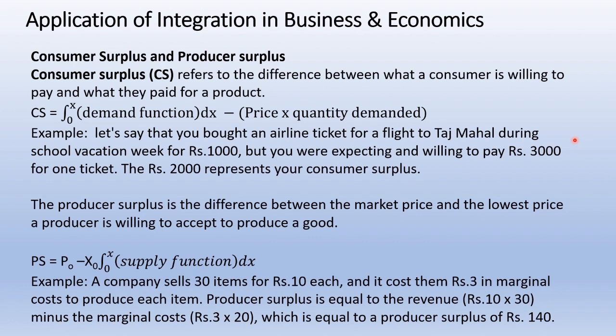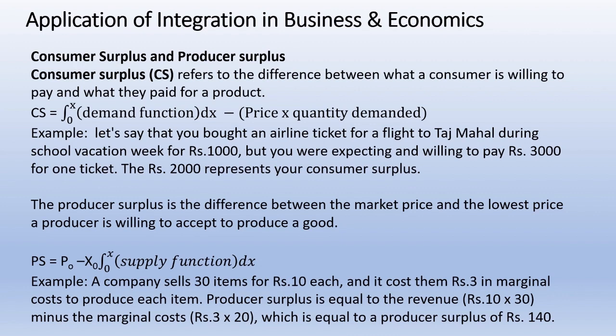The producer surplus is the difference between the market price and the lowest price a producer is willing to accept to produce a good. Example, a company sells 30 items for 10 rupees each, and it costs them 3 rupees in marginal costs to produce each item. Producer surplus is equal to the revenue, 10 rupees x 30, minus the marginal costs, 3 rupees x 20, which is equal to a producer surplus of 140 rupees.